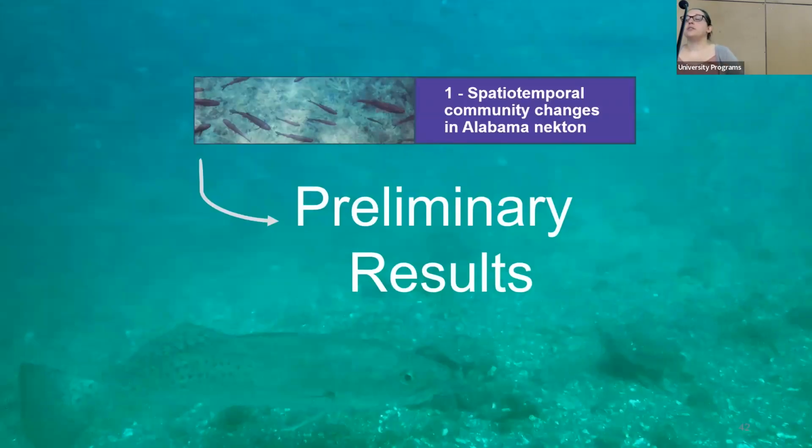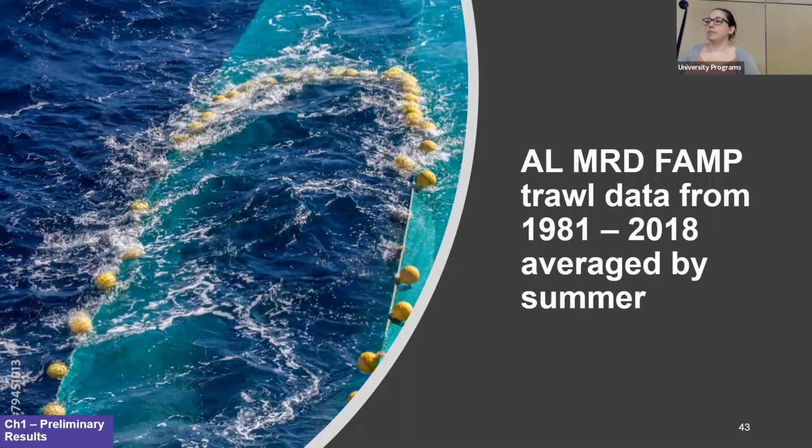And next, I'll get into the preliminary results of chapter 1. So again, we used the Alabama Marine Resources Department Fisheries Assessment and Monitoring Program trawl data spanning from 1981 to 2018. And again, this is a very large data set. It's monthly data for almost 40 years, which makes interpreting the results fairly difficult.